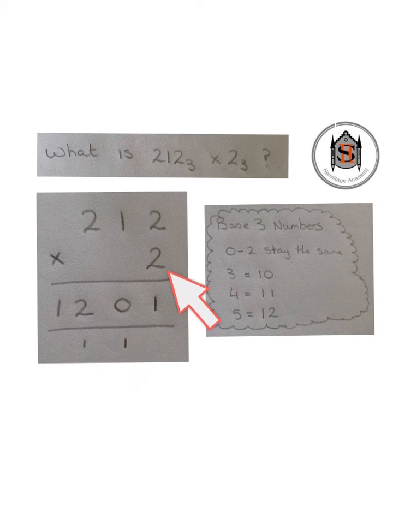We then go on and do 2 times 2, which is 4, and then we add on the 1, which again we've carried over to give us 5. But again, because we're doing it in base 3, we have to look at how 5 is represented in base 3. Now we know that 3 goes into 5 once with 2 left over. So we can then use this number within our sum and we can put down 1, 2. So the final answer to what is 212 in base 3 times 2 in base 3 is 1, 2, 0, 1.